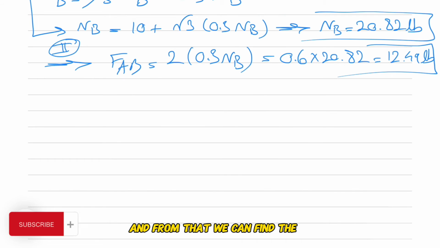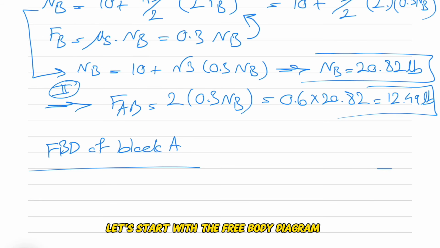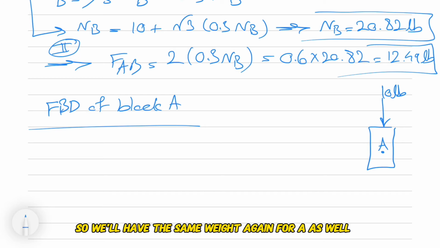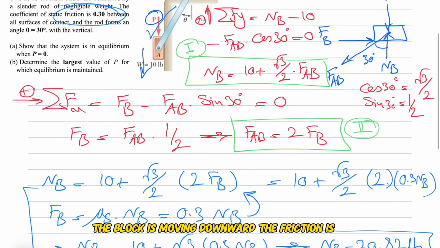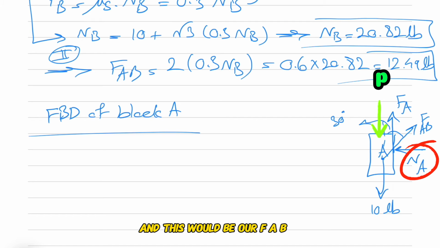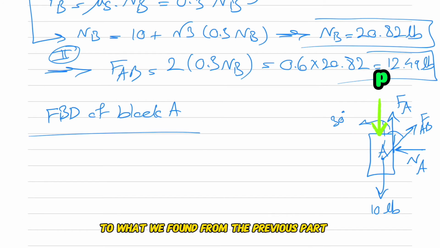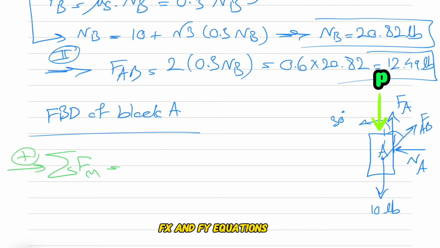From that we can find the unknown we are looking for, which is P. Let's start with the free body diagram of block A. We have the same weight again for A. We have the force P applying, and the block is moving downward, so the friction is upward. This is the normal force for A, and this is our FAB. Again, this angle is 30 degrees. What we found from the previous part was FAB, which was 12.49. Now let's start our Fx and Fy equations.